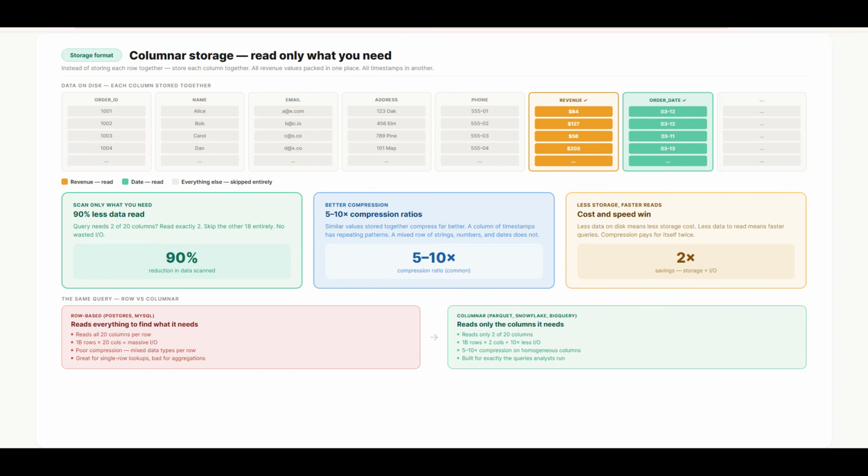That's a 90% reduction in data scanned. And it gets even better, because when similar values are stored together, compression is much more effective. A column of timestamps has way more repeating patterns than a mixed row of strings, numbers, and dates. Compression ratios of 5 to 1 or even 10 to 1 are common with columnar formats, which means less storage cost and faster reads because there's less data to move off disk.